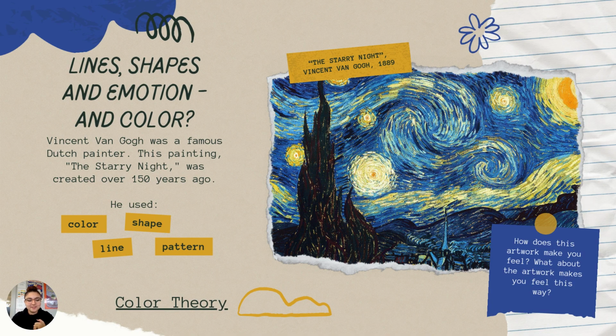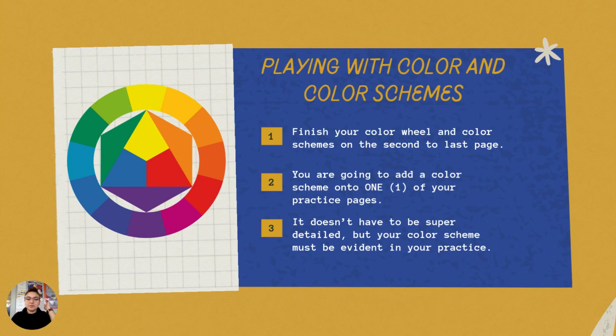I'm sorry, I made you do it first. Never mind. You should be at a point where you are already done with your color wheel and your color schemes on that second to last page, and just make sure you're adding those colors in. Now, you are going to add a color scheme of your choice into one of your practice pages. That doesn't mean this. That means one of these. Any one of these you can add a color scheme into, but it just has to be one. It doesn't have to be super detailed or super crazy, it just needs to include a color scheme in there.